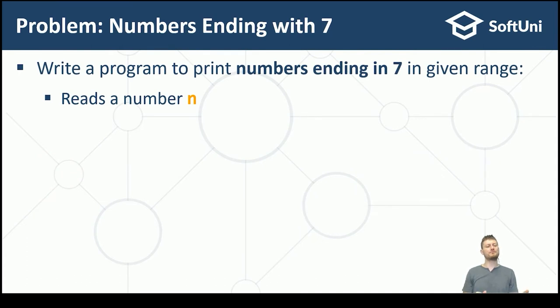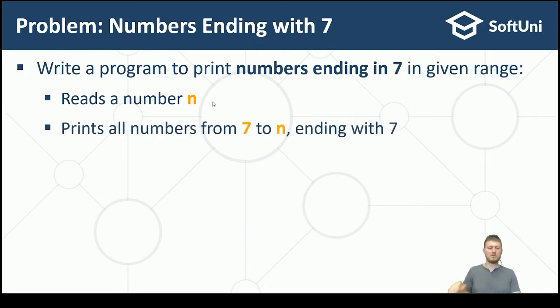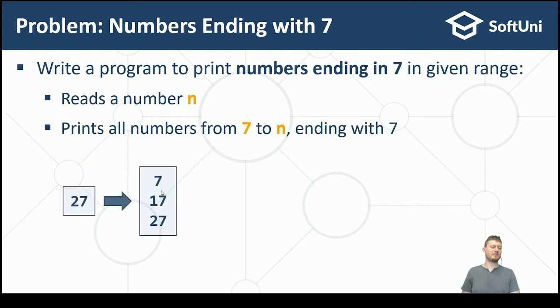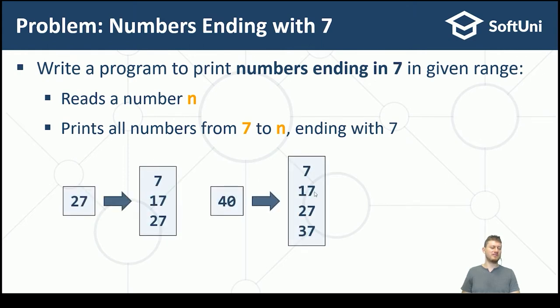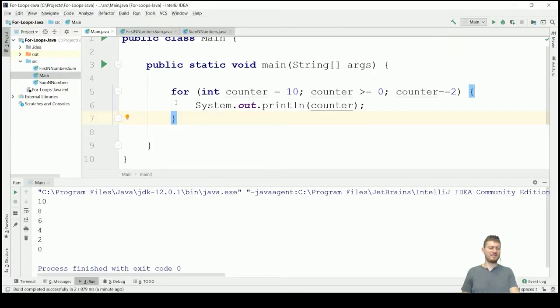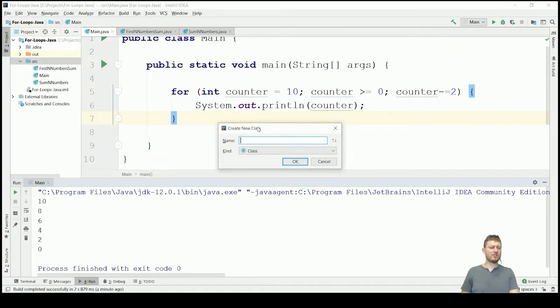So one problem: how to create a program which prints all the numbers ending by 7 in a given range. So we'll read a number n, and we should print all numbers from 7 to n which end with 7. For example, 7, 17, 27, 37. The numbers less than or equal to n which end by 7. Okay, how can we solve this?